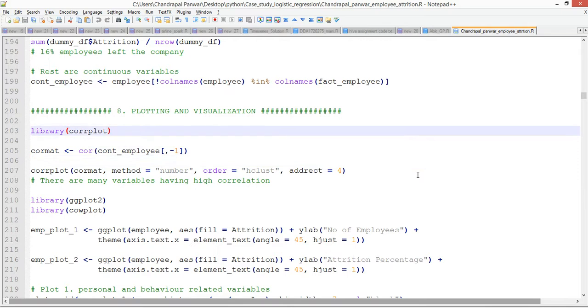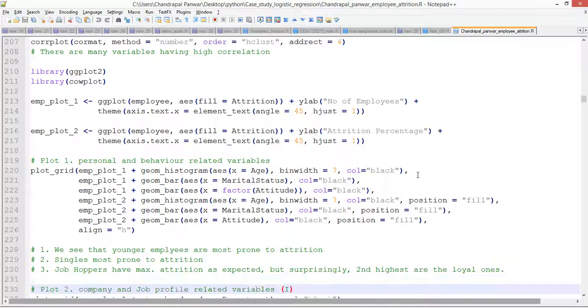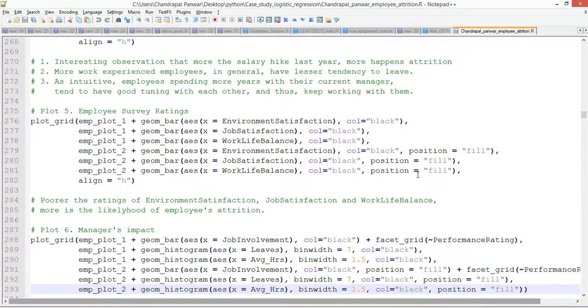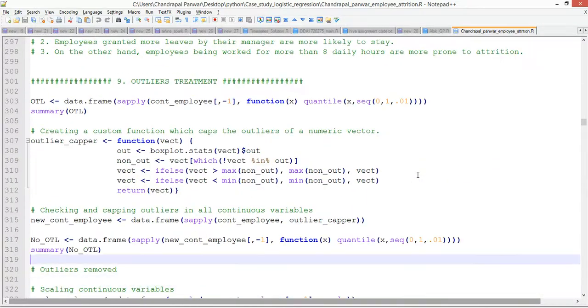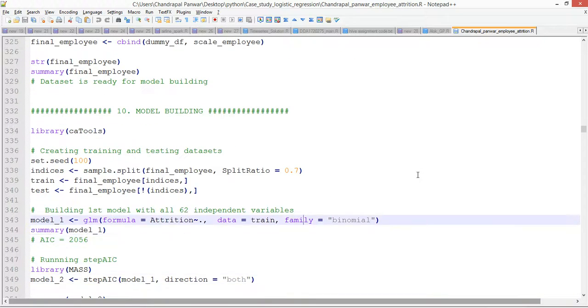We use a correlation plot which tells you how each variable depends on other variables. After that, we create ggplots, which are part of EDA. Then we divide the data set into two parts: the training data set and the test data set. The training set is the one on which we build the model, and the test set is the one on which we evaluate the model.